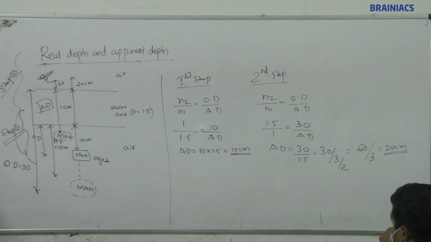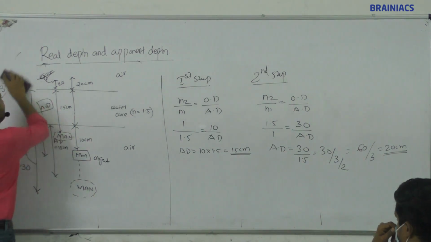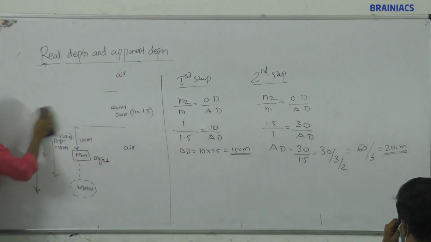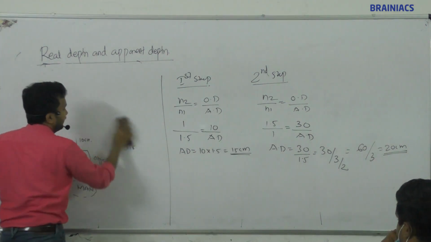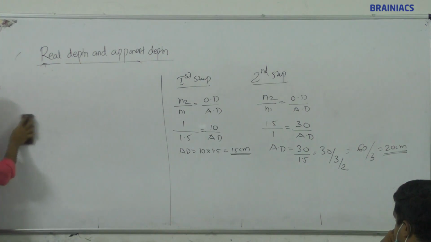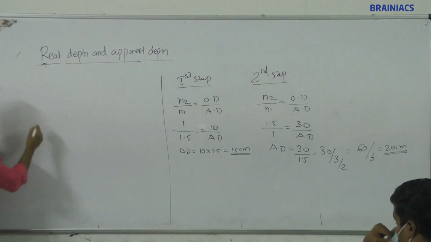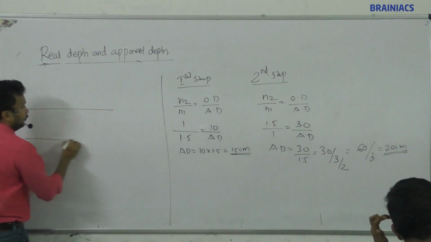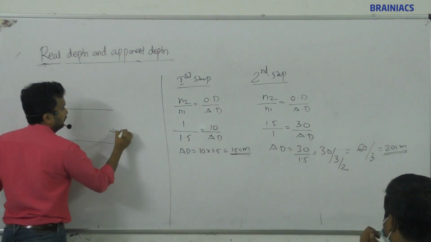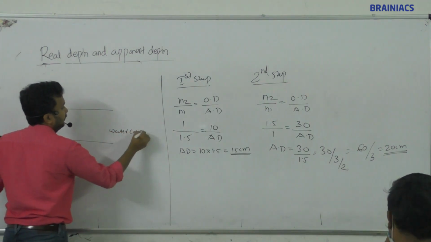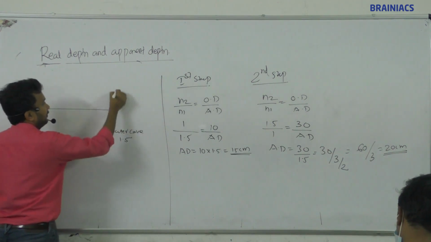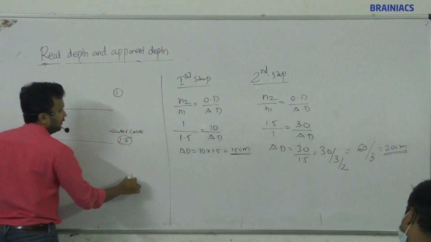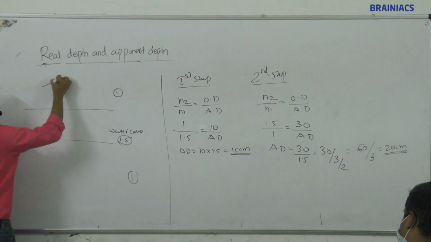Should I explain once again? Okay, then listen once again. It is a two-part problem. How is it coming? First one, the refractive index is 1.5. Here it is 1.5. Here it is 1.